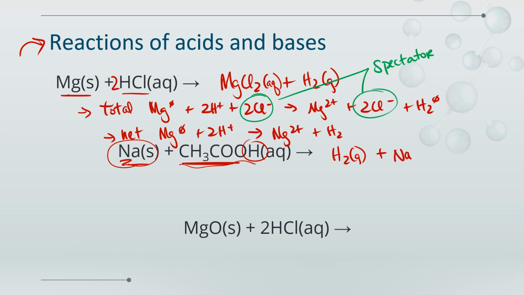So we end up with sodium acetate, which is aqueous. And this is our salt. Magnesium chloride, also a salt. These, again, are just ionic compounds.